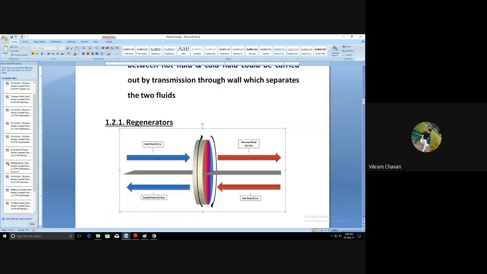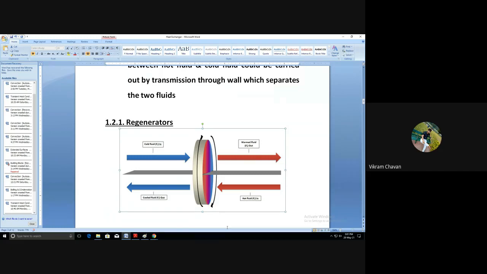Now this disk is continuously rotating. From the bottom side we are transferring the hot fluid through this disk, and from the top side in the opposite direction we are transferring the cold fluid. So how is the heat transferring then? The disk is already separated into two sections, with the cold fluid on one side and the hot fluid on the other side. Then how will the heat be transferred?